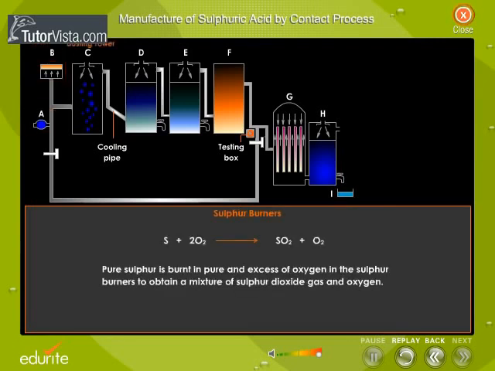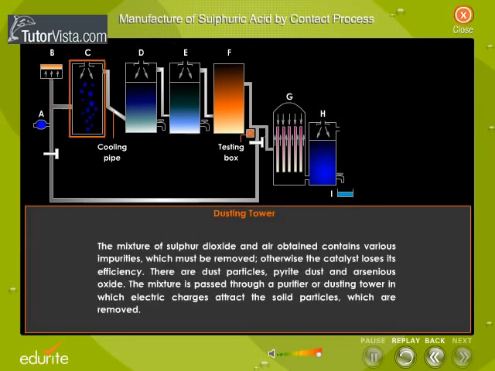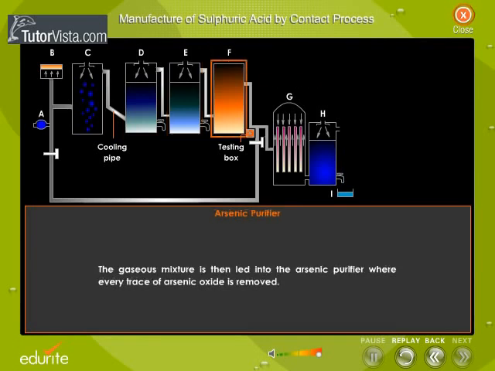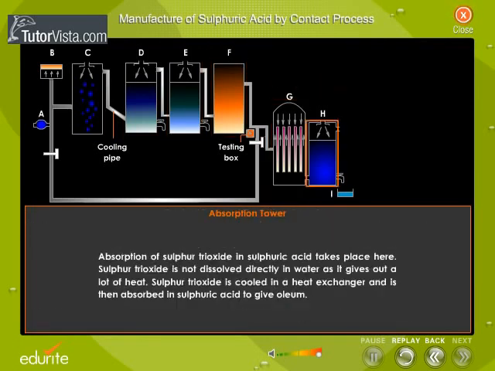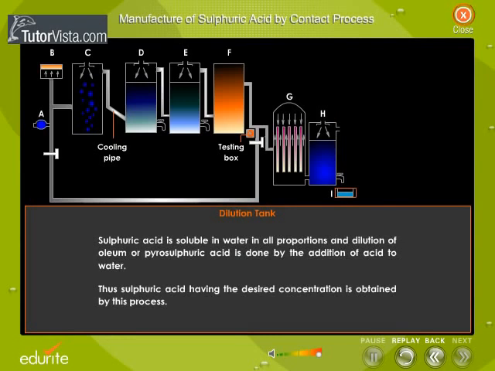Blower. Sulfur burners. Dusting tower. Scrubbing tower. Drying tower. Arsenic purifier. Contact tower. Absorption tower. Dilution tank.